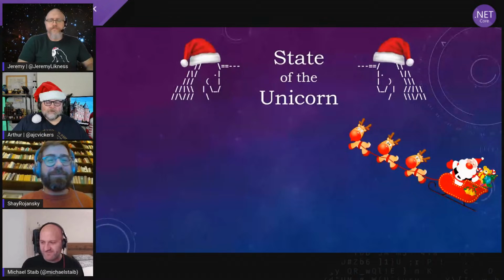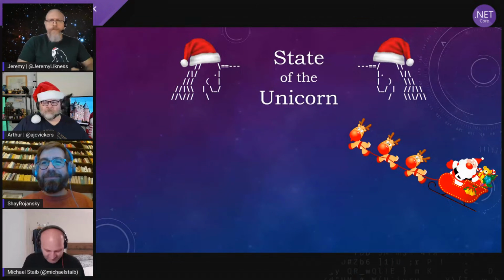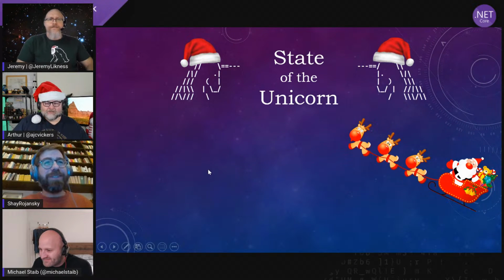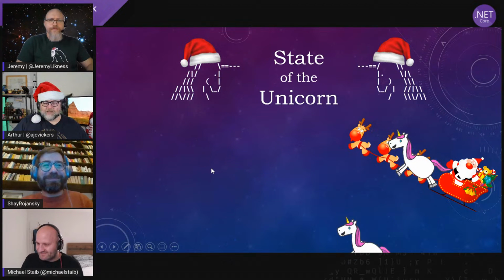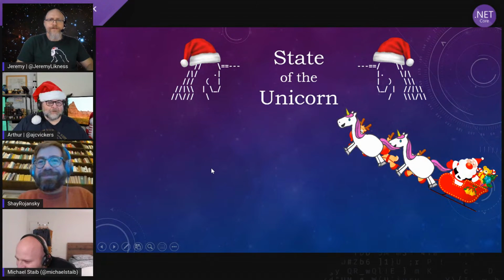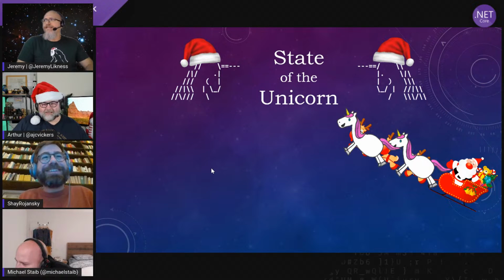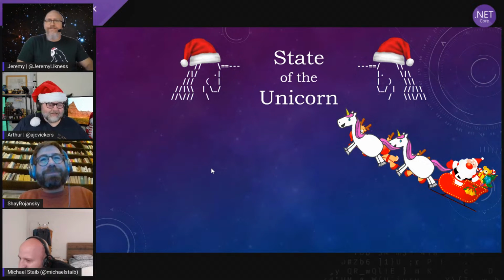Yeah. So before we do that, we'll just do the final state of the unicorn for the year. Now, Shai suggested that we should do state of the reindeer, but I couldn't do it because I'm just too much of a fan. Too much graphics effort. So instead, we have just reindeer. We have unicorns pulling the sleigh. I think this is something you're going to see for the first time this year. Unicorns on the sleigh.